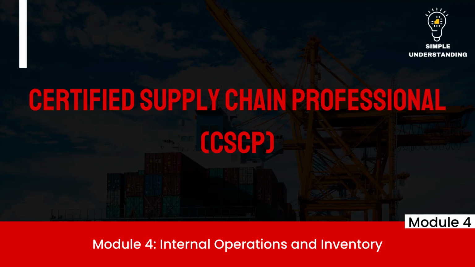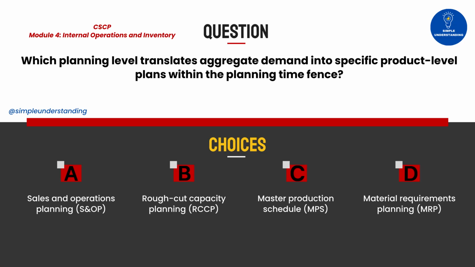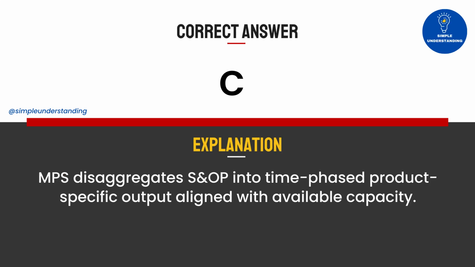Let's begin with Module 4, Internal Operations and Inventory. 1. Which planning level translates aggregate demand into specific product-level plans within the planning time fence? A. Sales and Operations Planning, S&OP. B. Rough Cut Capacity Planning, RCCP. C. Master Production Schedule, MPS. D. Material Requirements Planning, MRP. Correct answer, C. Explanation: the MPS converts S&OP data into detailed time-phase production plans per product, aligning capacity and demand.